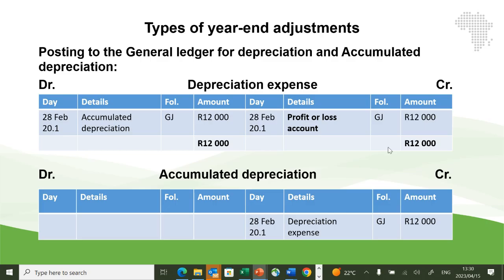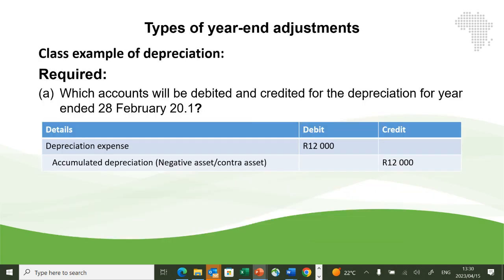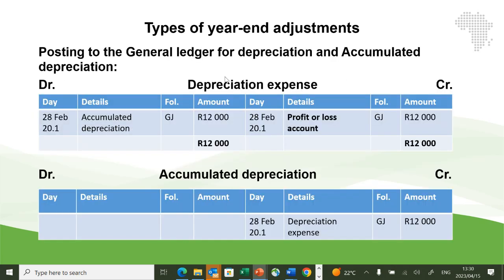If you were required to do what? The general ledger account for depreciation and accumulated depreciation. In the general entry we wrote, depreciation was debited. We go to the debit side of the depreciation expense and put that 12,000. And when we debited the depreciation expense, what did we credit? We credited the accumulated depreciation.